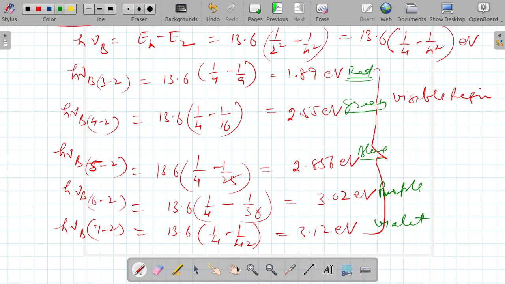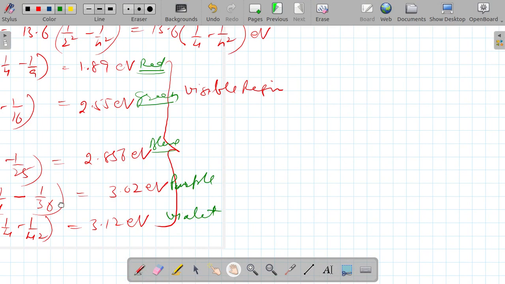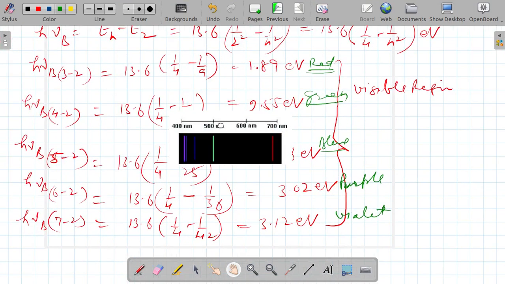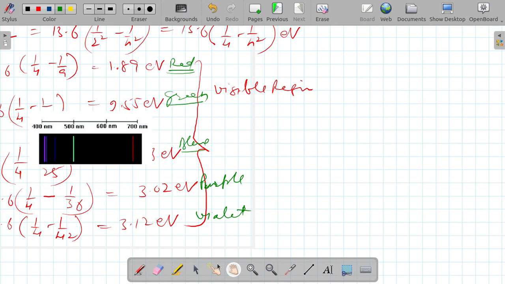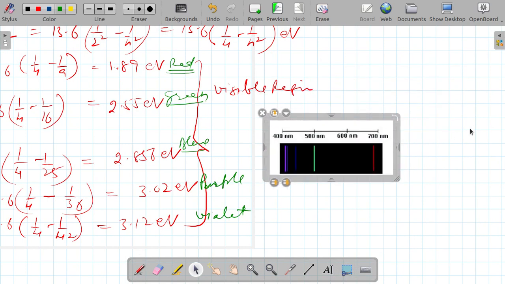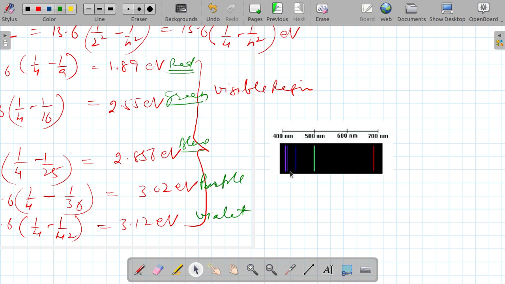So these are the lines which I am getting. Right. So this is red color, this is green, this is blue, this is purple like color, and this is the violet color. These are the 5 lines which we are getting in the spectrum of hydrogen atom. This is the wavelength range, and this is the energy range, right? So that means this Bohr model was beautifully able to explain the spectrum of hydrogen atom.